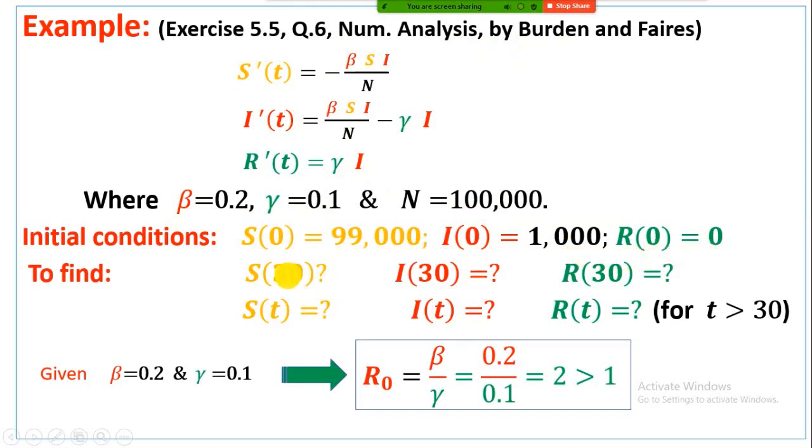And according to the problem, we have to find the population of susceptibles, infected, and removed after 30 days. We will discuss the same for t greater than 30 as well. For the given values of beta and gamma, we can find the basic reproduction number R naught, which is greater than 1. So an epidemic occurs in this case.